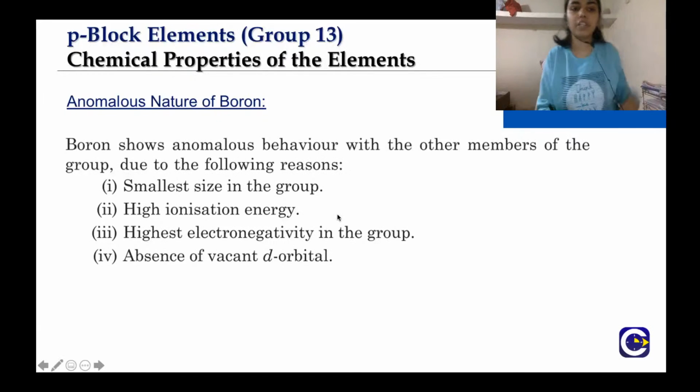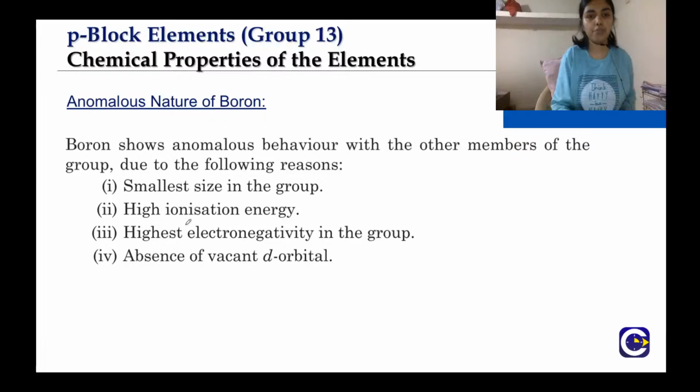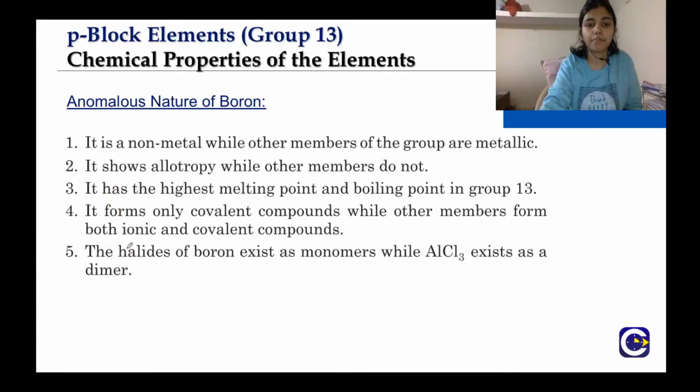So we were discussing the anomalous properties of boron, right? The reasons why it has anomalous properties are small size, high ionization energy, highest electronegativity, and the absence of vacant d orbitals, right? This much we have discussed.